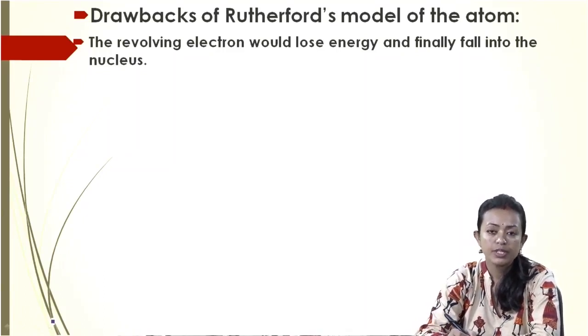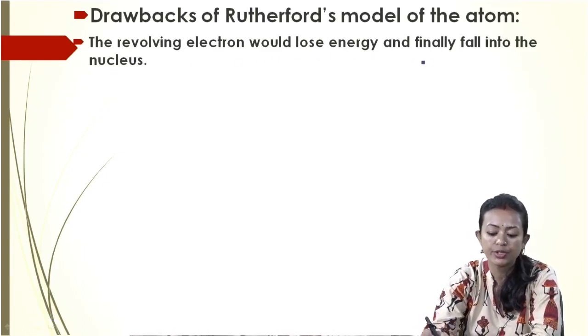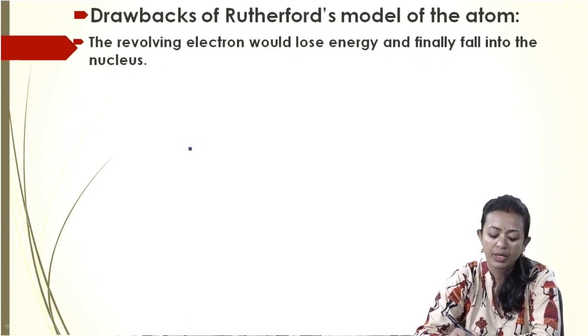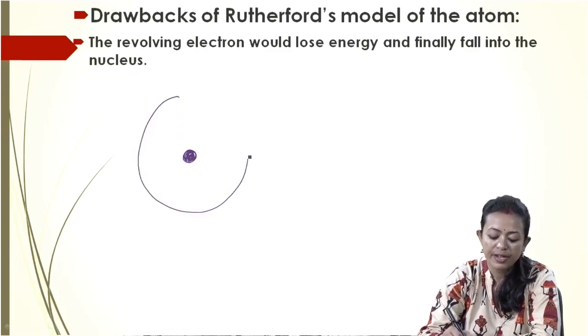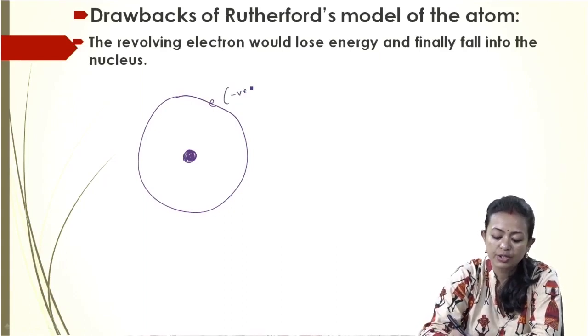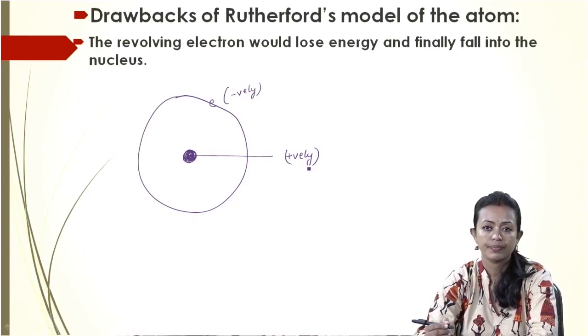The basic drawback of Rutherford's model is that the revolving electrons would lose energy and finally fall into the nucleus. Now, the question is, how does it happen? According to Rutherford, we have the centrally located nucleus, and around the nucleus is the well-defined orbit in which the electrons are moving. Now, these electrons are negatively charged, whereas the protons are positively charged. That is, the nucleus is positively charged.